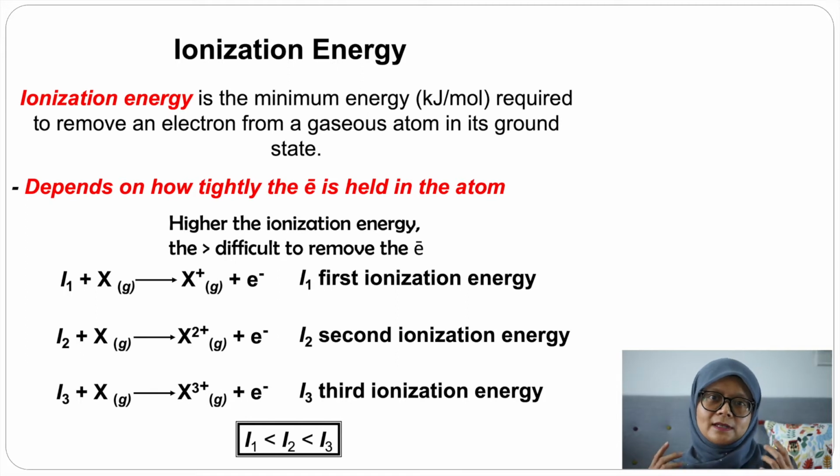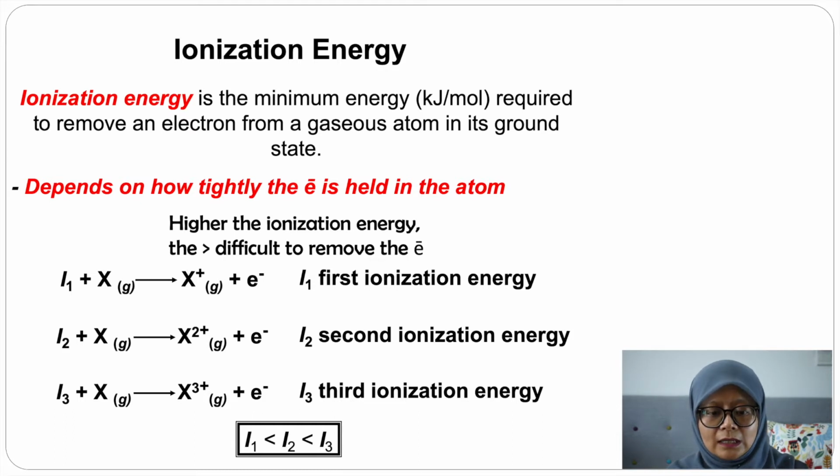So what is ionization energy? It is the minimum energy required to remove an electron from a gaseous atom in its ground state. Most of the time, this ionization energy is given in positive kilojoule per mole. It depends on how tightly the electron is held in the atom. So the larger the ionization energy, the more difficult it is to remove the electron.